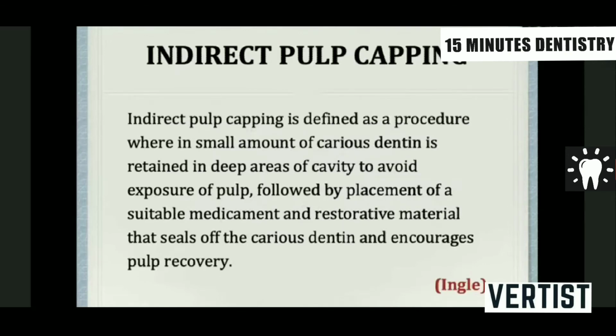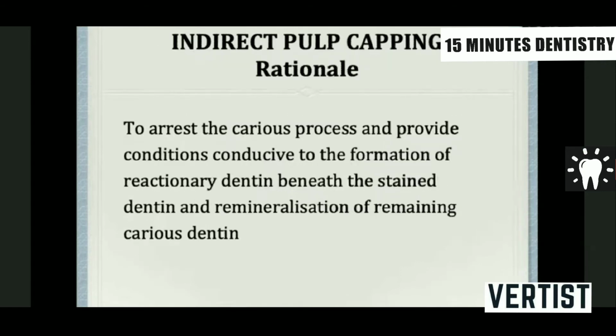Indirect pulp capping is defined as a procedure wherein a small amount of caries is retained in the deep areas of the cavity to avoid exposure of the pulp, followed by placement of a medicament and restorative material over the carious dentine, which encourages pulp recovery, as given by Engel. It is done with the rationale to arrest the carious process and avoid conditions conducive to the formation of reactionary dentine beneath, that is the stained dentine, that is the affected dentine, and remineralize the remaining carious dentine.